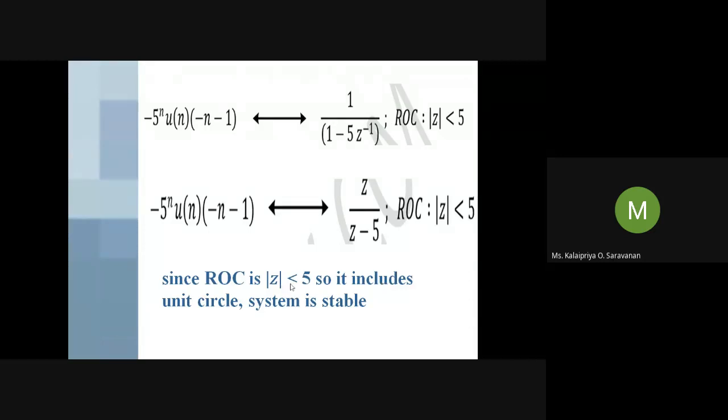So in this case, it is modulus of z less than 5. So minus 5 to plus 5, there will be a circle, meaning this is a circle of radius 5. A circle of radius 5 definitely includes the circle of radius 1, which is the unit circle. So therefore, the system is stable. This is another way of analyzing whether the system is stable or not.